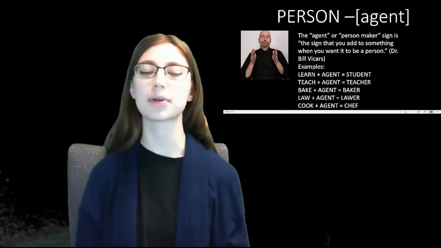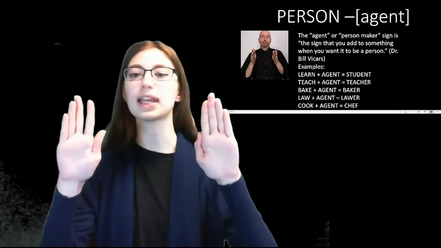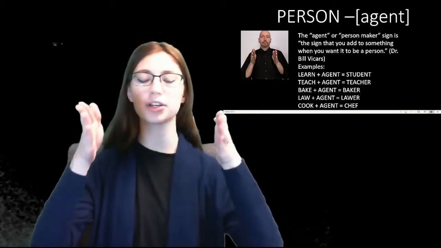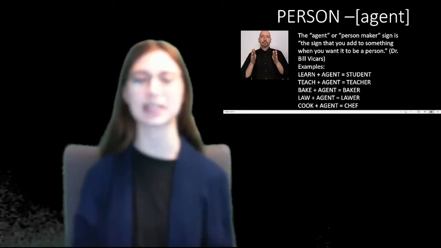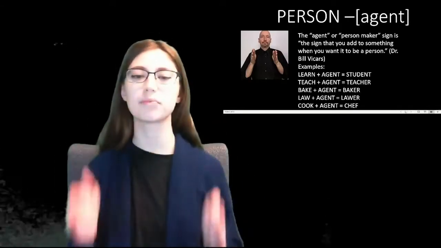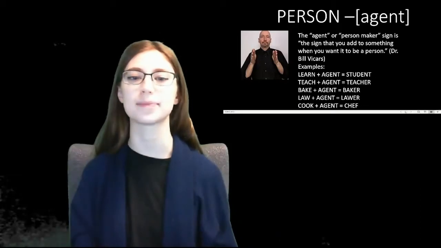So this is the person marker. It is 2 open B hand shapes, palms facing each other, moving from shoulder height down to waist height. Agent, person.